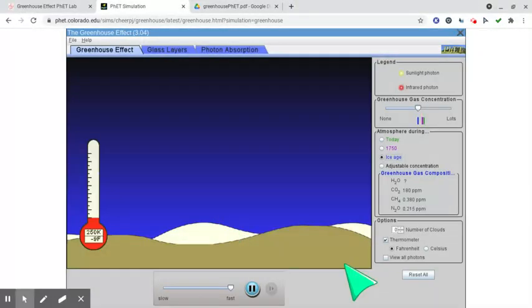Okay, let's look at what the Ice Age is doing. Ice Age. Okay, I have some sunlight coming into the picture. I'm glad we have that setting on fast. Woo!